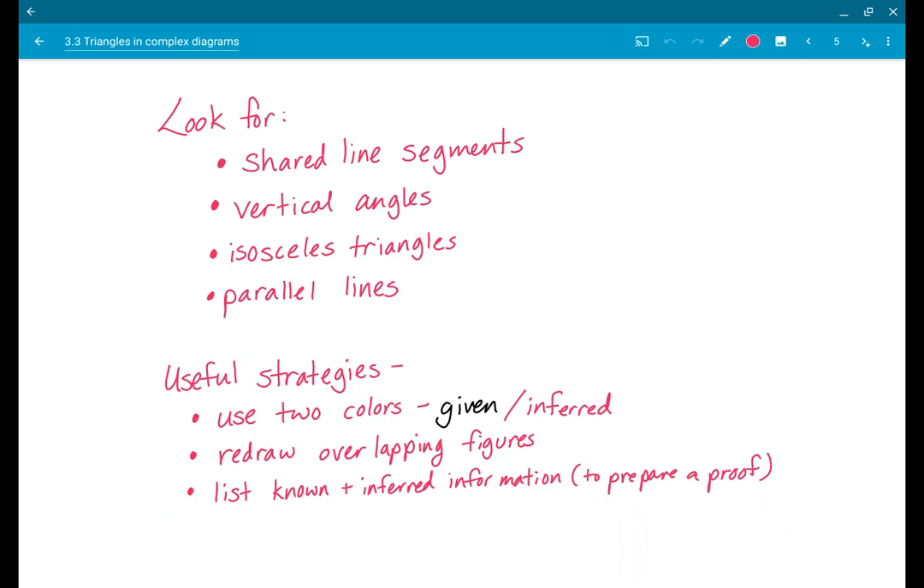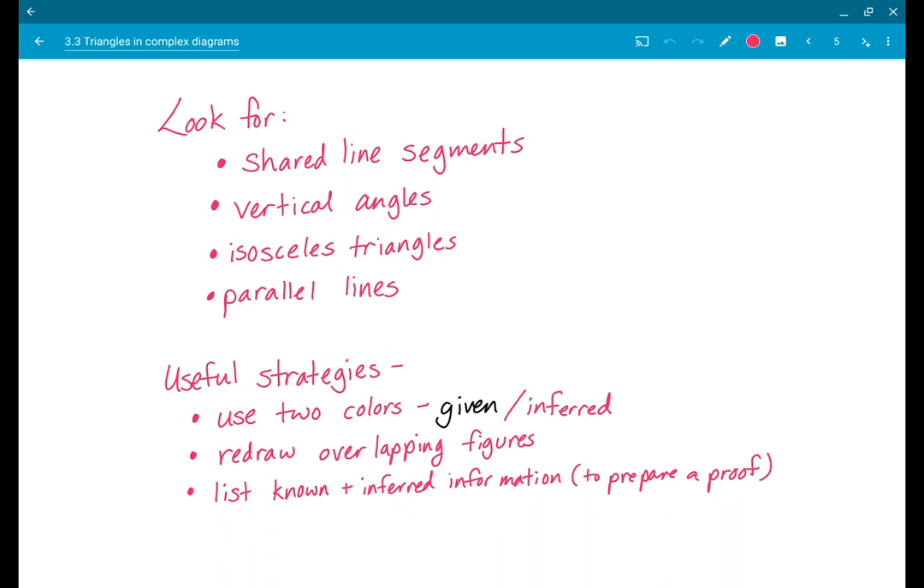Last, we have a list. Here are all of the things that we looked for: shared line segments, vertical angles, isosceles triangles, and we'll add on parallel lines. As we see some more parallelograms and quadrilaterals, parallel lines, we can use all of those properties as well. Some useful strategies and some things to think about before coming to class.